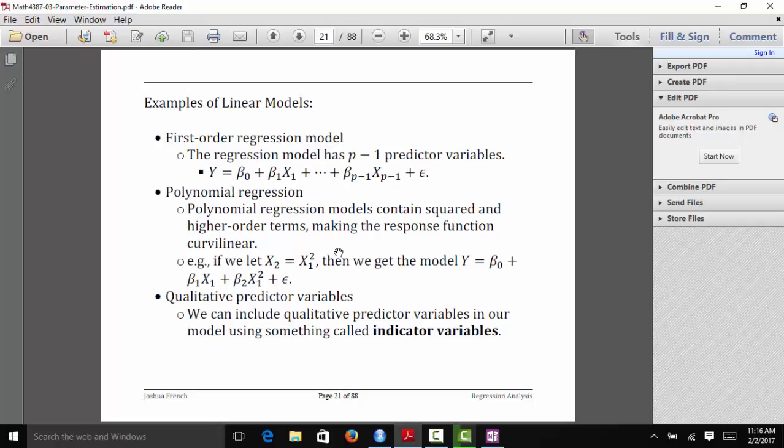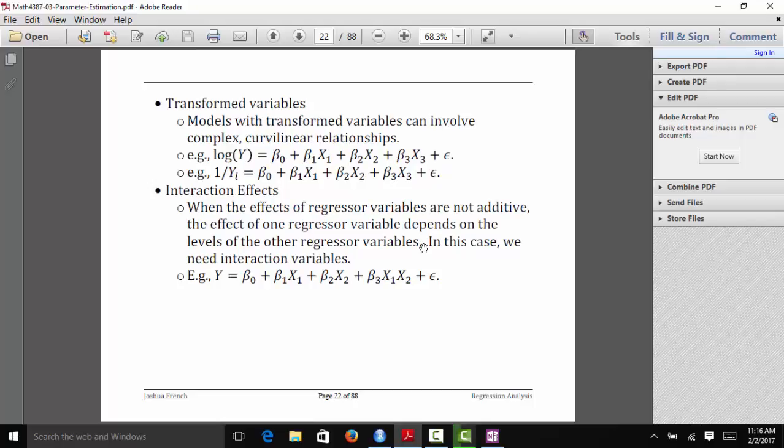You can have linear models that have qualitative predictor variables or categorical predictor variables. You have to use something called an indicator variable to fit the model, but you can fit linear models that involve categorical variables as well. Linear models can include transformed variables. In this case, we have the log of the response, or the inverse of the response, equal to a linear combination of the regression parameters. You can have interaction effects in a linear regression model. This would be a situation where one of the regression coefficients is multiplied by a product of two or more of our predictor variables. This last example would also be a linear model.